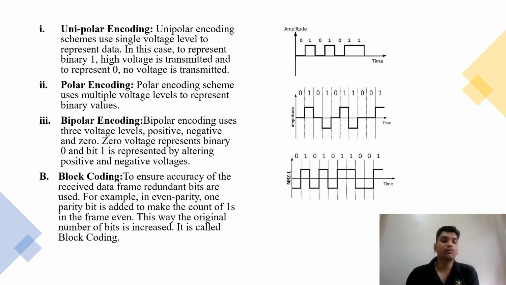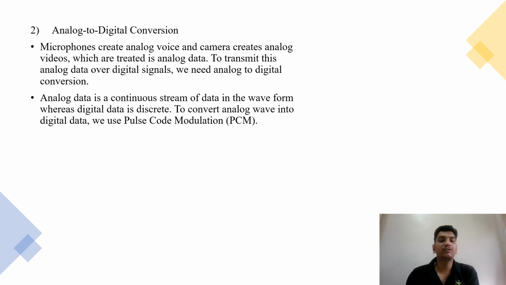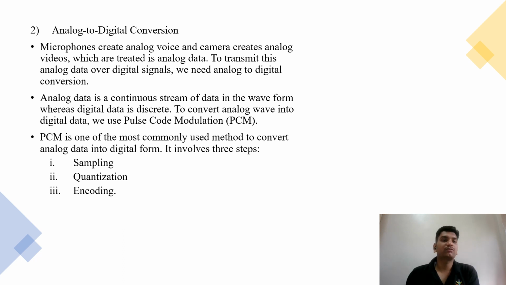Now we will see block coding. Basically, block coding is used to ensure the accuracy of the received data frame, for which redundant bits are used. Now we will see analog to digital conversion. Basically, microphones create analog voices and cameras create analog videos, which are treated as analog data. To transmit analog data over digital signals, we need to convert the analog to digital.